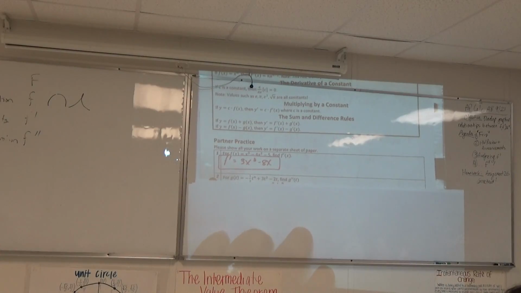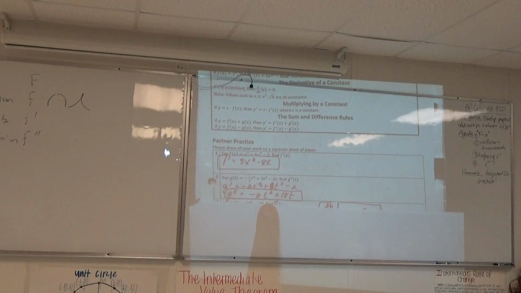Here comes some pickiness on my part. Notation, G prime, or G prime of t. Do not write G prime of x. I'm not interested in G prime of x. Negative 2t cubed plus 9t squared minus 2. G double prime, take another derivative, so G prime prime. Negative 6t squared plus 18t.